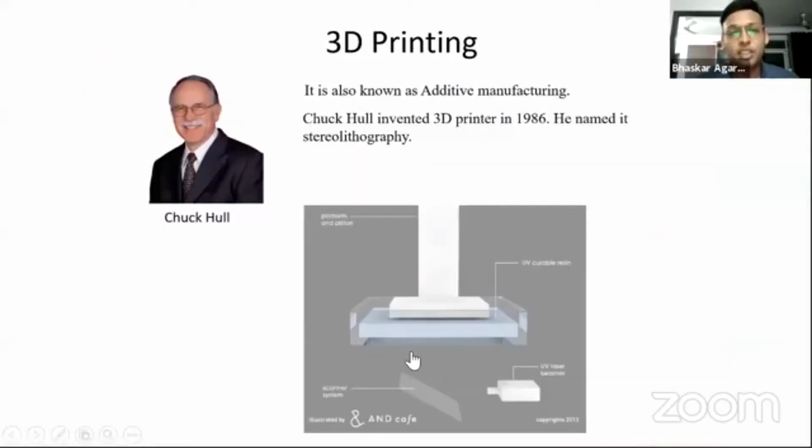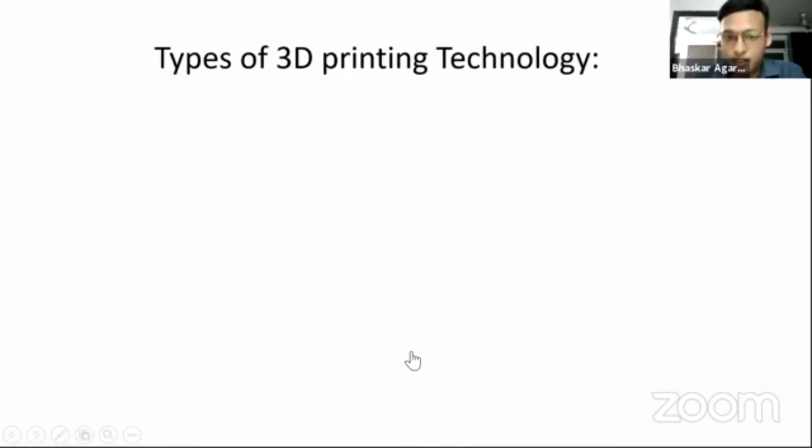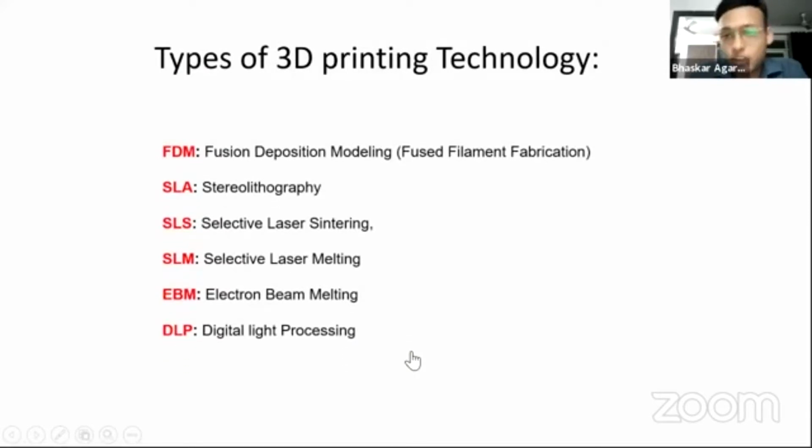So 3D printing is also known as additive manufacturing. It was first invented by Chuck Hull. Chuck Hull invented 3D printers in 1986, and he named it stereolithography. There are various technologies in 3D printing like FDM, fused deposition modeling, also known as fused filament fabrication, SLA, stereolithography, selective laser sintering, selective laser melting, electron beam melting and digital light processing. We'll discuss a few of these technologies and their uses in dentistry.